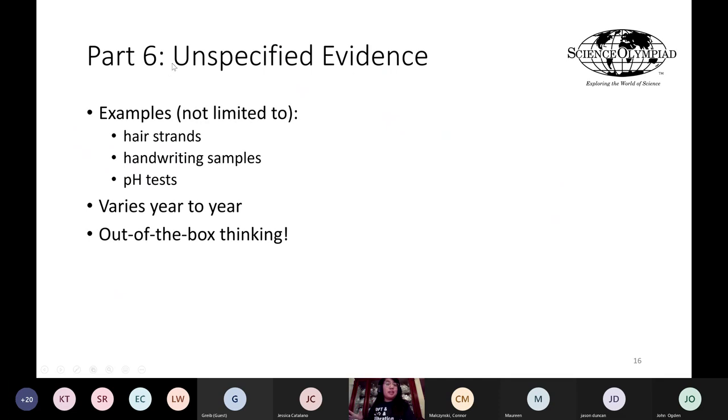Part 6, this is the unspecified evidence that's found at the crime scene, meaning that it's a wild card. Students won't know what the unspecified evidence is until they get in there. Some examples could be hair strands found at the crime scene, handwriting samples, pH tests. One year was pictures of the license plate of the person getting away that was captured by a camera, and the suspects gave their license plates, so they have to match those. It varies year to year, and it promotes out-of-the-box thinking, so you can use the examples and maybe make up some of your own to help your students get used to that one part of the event that isn't necessarily specified.